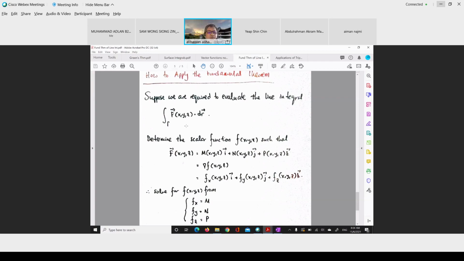So now, having found phi, we are in the position to apply the fundamental theorem of line integral. So the work done is phi at the end point minus phi at the initial point. And after substitution and simplifying, the result is 202 joules here.